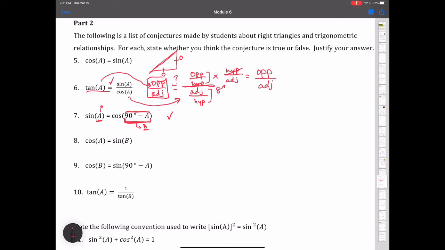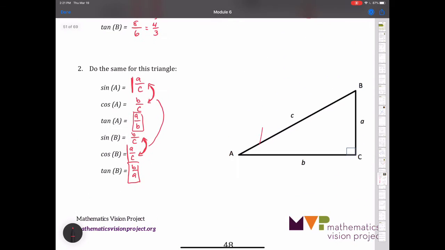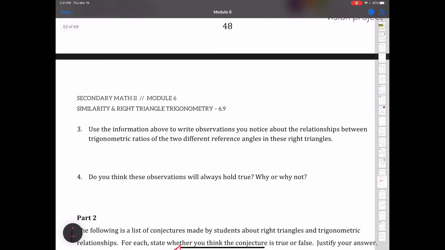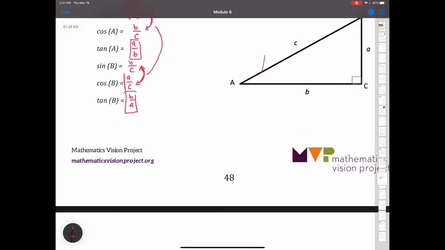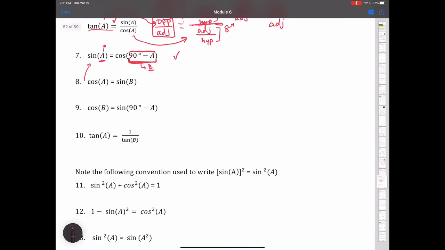So how about cosine of A equals sine of B? Well, actually, that's almost the exact same problem as the problem above. However, we're just using cosine. Cosine of A and sine of B. So now we're looking at this one, comparing it to this one. Oh, check it out. They are the same. So that one works as well.